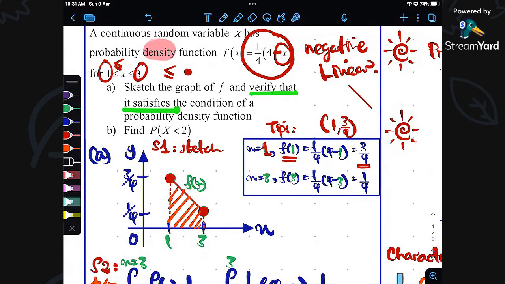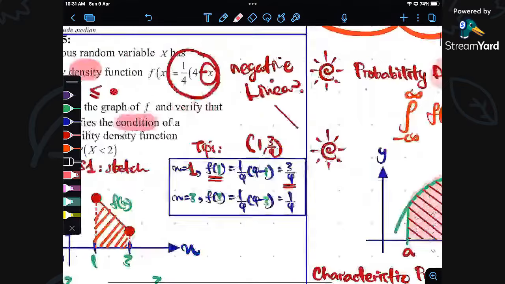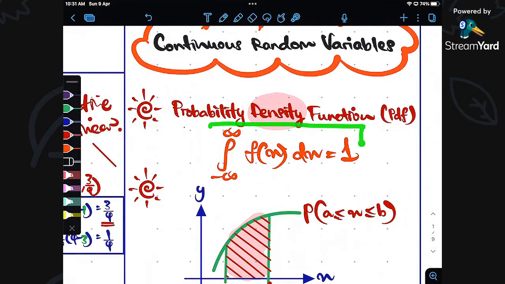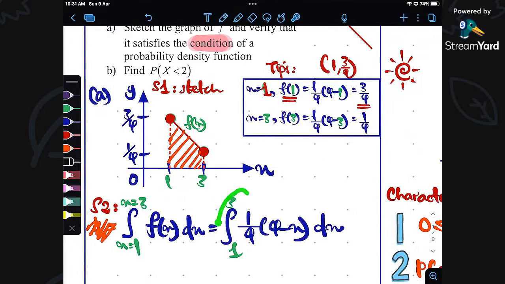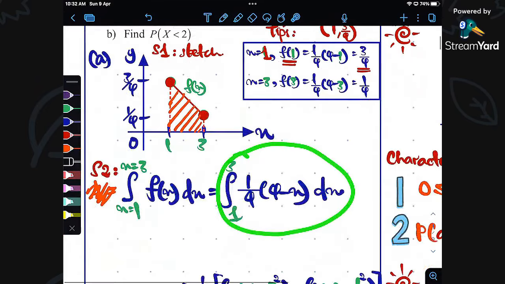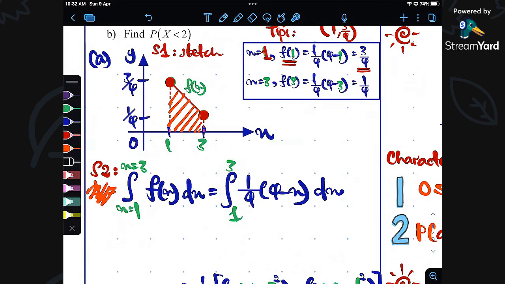So now, read the question. Verify that it satisfies the condition of probability density function. What is the condition, guys, of PDF? The condition of PDF is just this part. The total probability must be equal to 1. So let's see whether this integration will lead us into 1 or not. Let's integrate it and we will find it out.